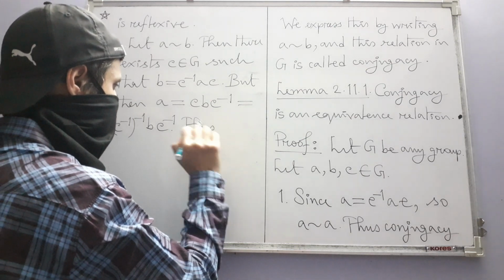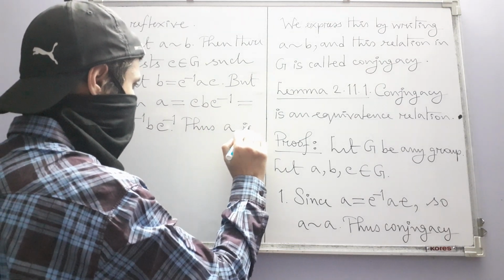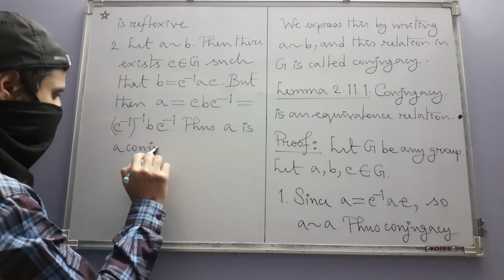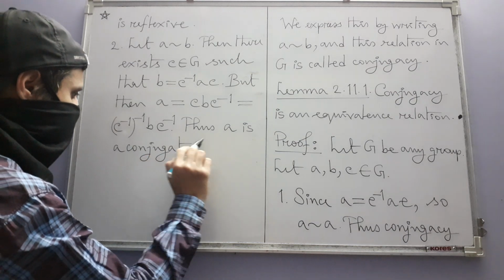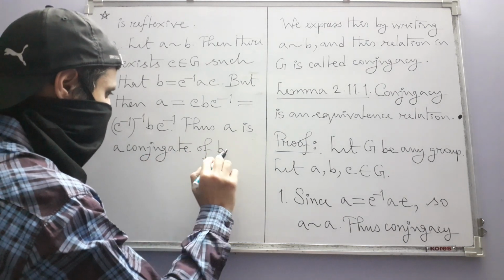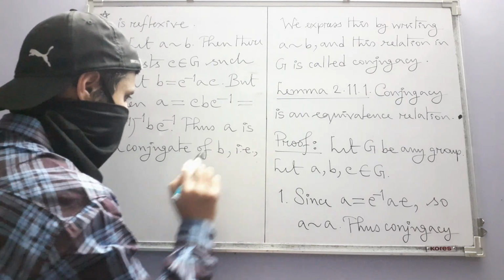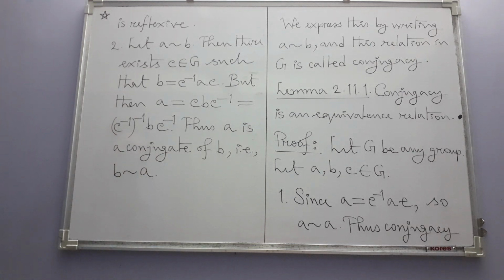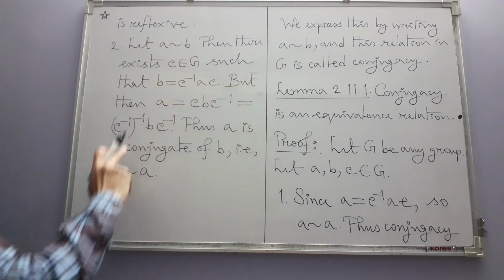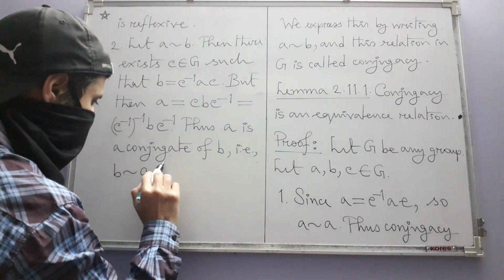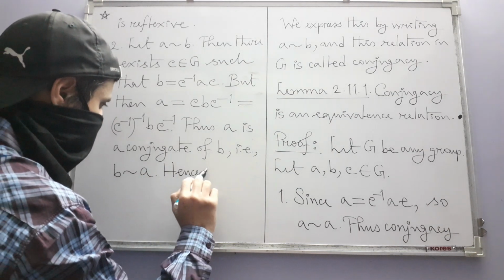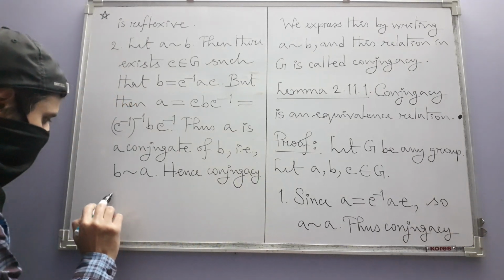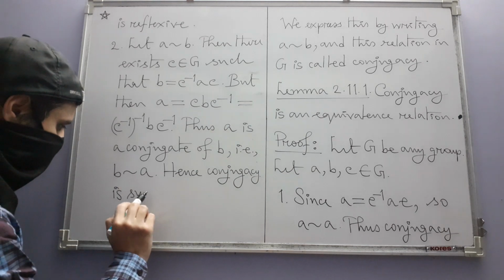Thus, A is a conjugate of B, i.e. B is related to A. So whenever A is related to B, then B is also related to A. Hence, conjugacy is symmetric.